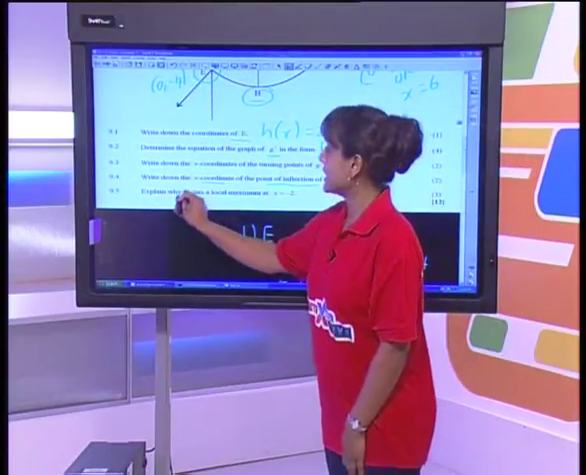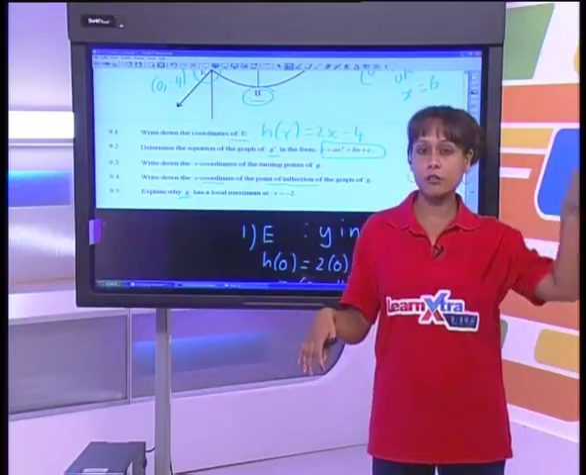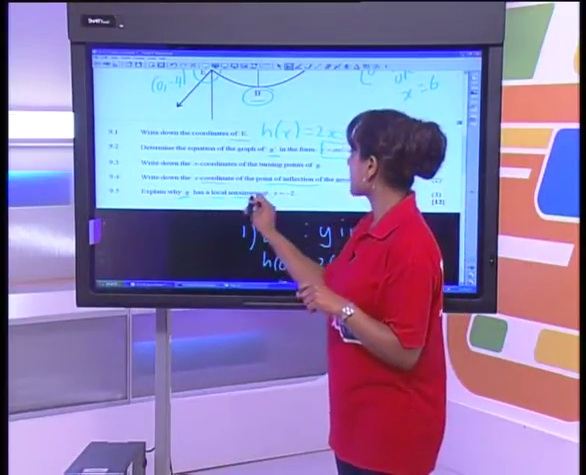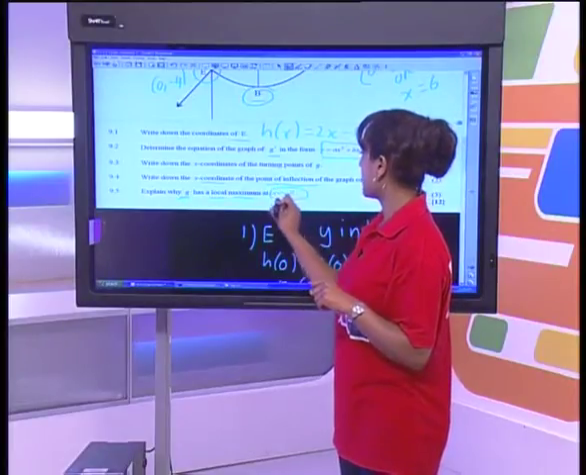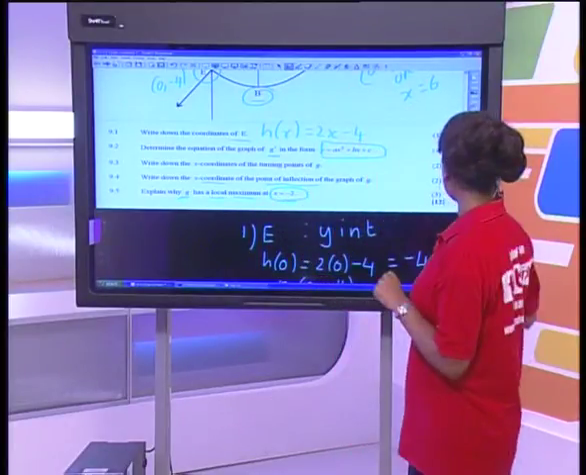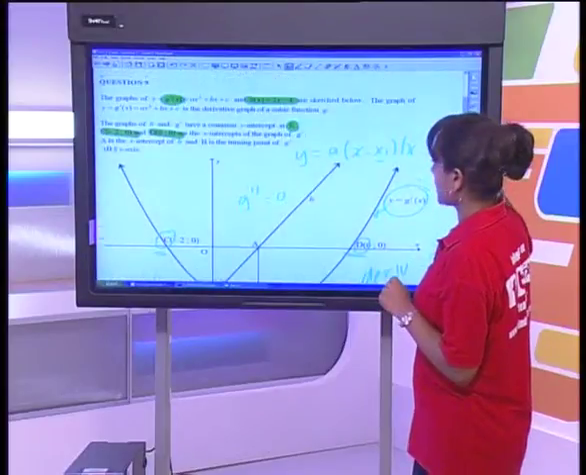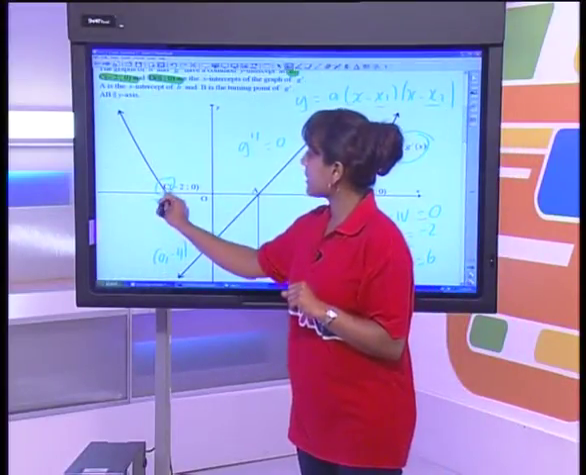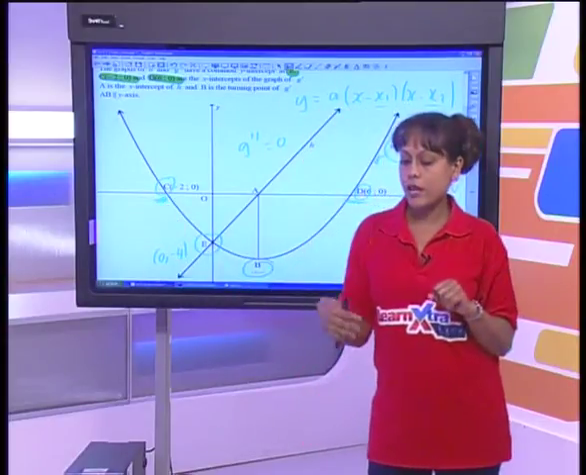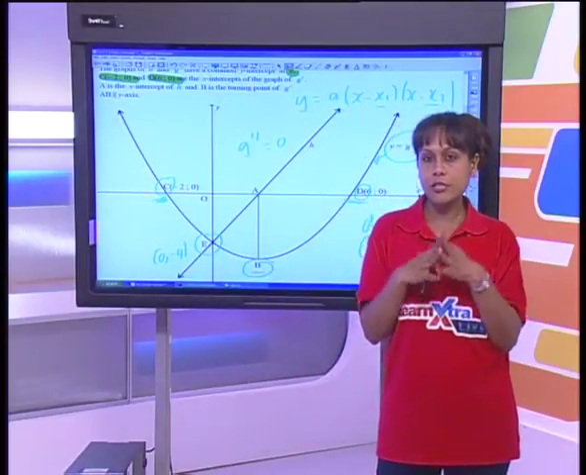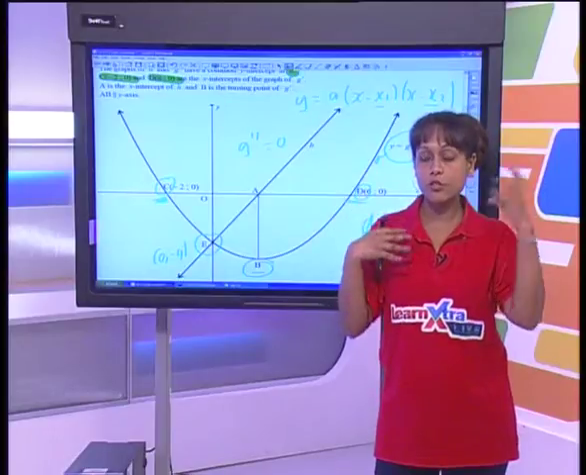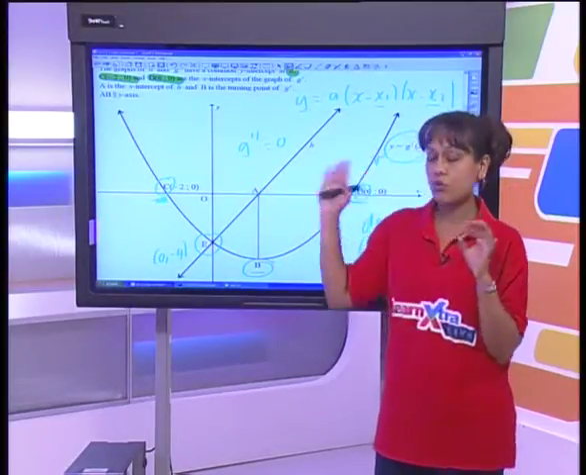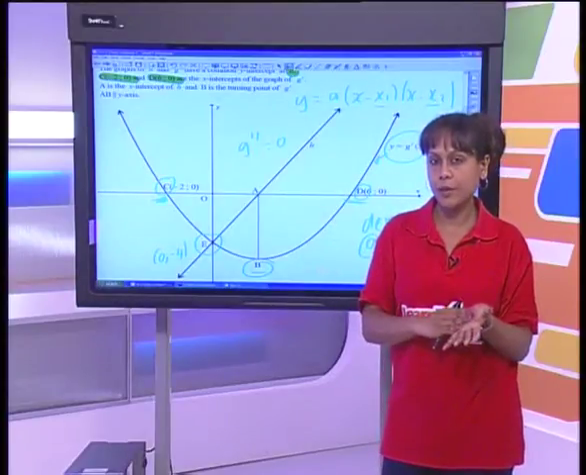Explain why g, now g, they're talking about the original graph. Explain why g has a local maximum at x is equal to minus 2. So, let's look at our derivative graph. Remember, at this point, x is equal to minus 2. It's where your original function is turning. It's the turning point of your original function, okay? And this derivative is 0 at that point, okay?